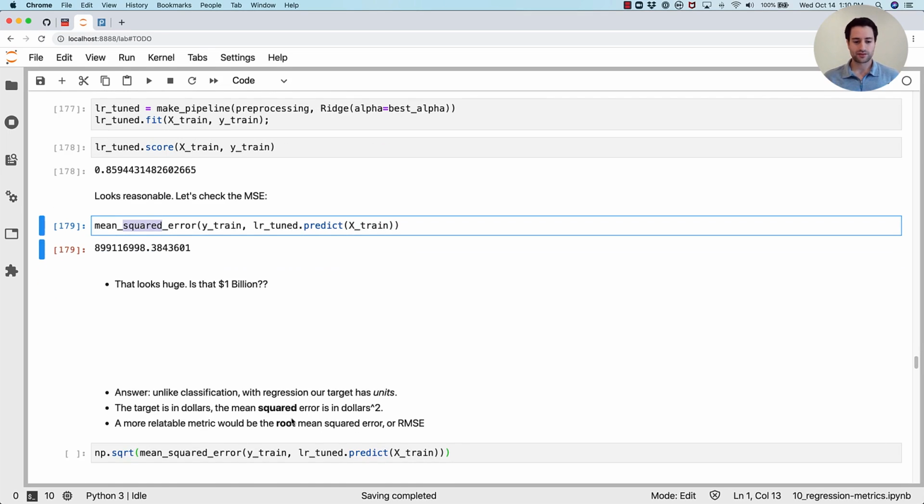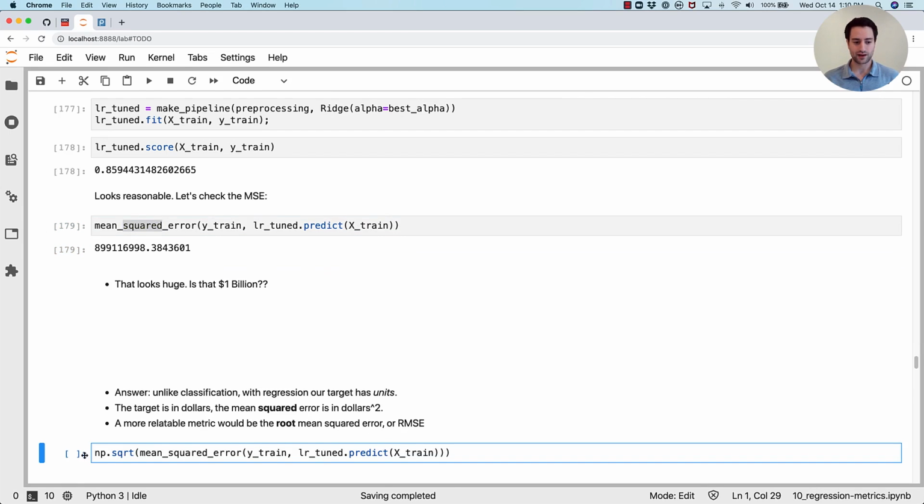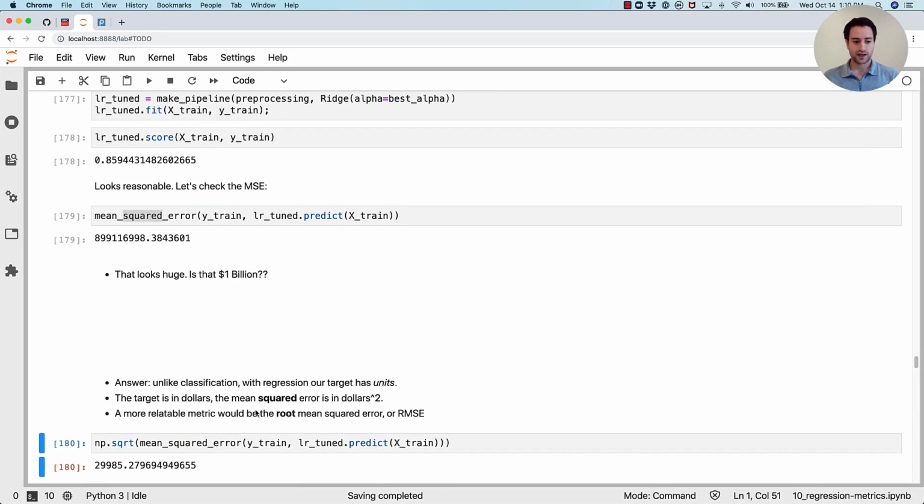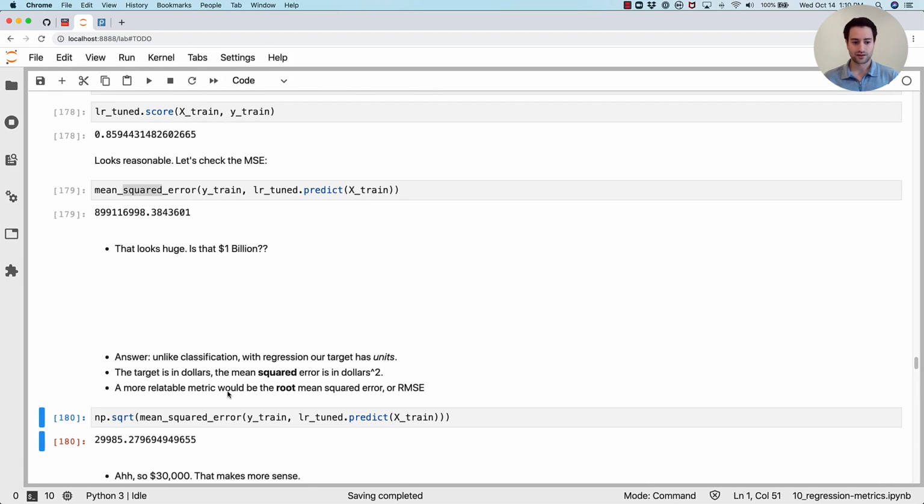And so I prefer the root mean squared error. And here I'm literally just taking the square root of the mean squared error. And now it's in units of dollars again, and more human readable in my opinion. So we can say the root mean squared error is $30,000. Okay, we're kind of off by $30,000 typically, we could say, and that's something.